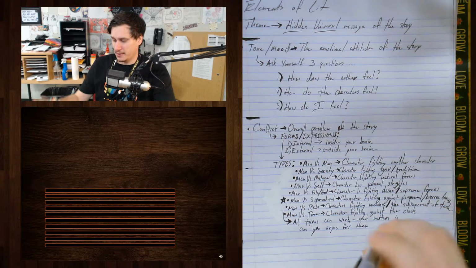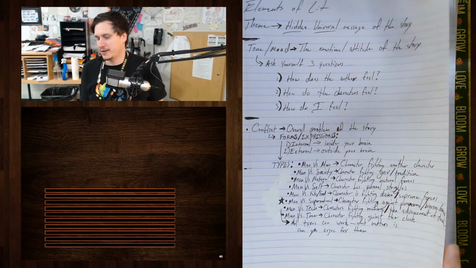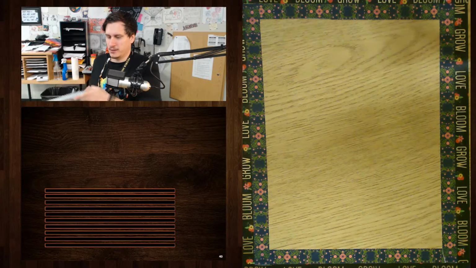We are doing Elements of Lit. If you watched that long, lengthy, ranty video about me talking about conflict, and you're ready to move on to the next one, okay? The next element we're going to deal with is symbolism. So let's go ahead and start simple. We're going to title our page Elements of Lit.